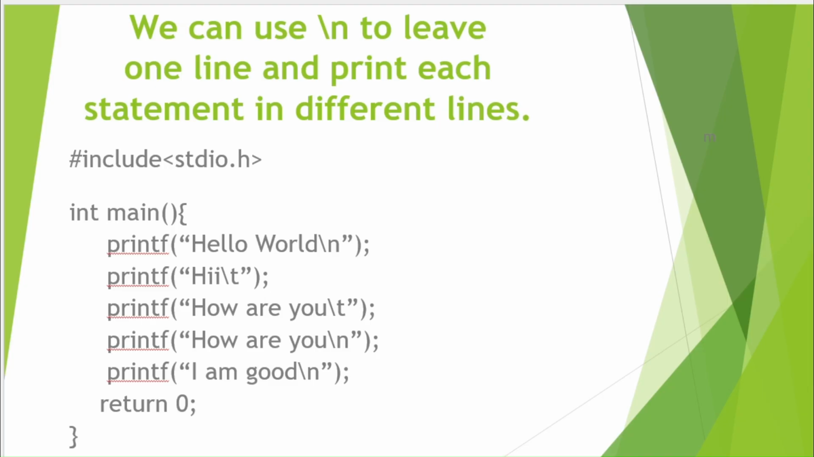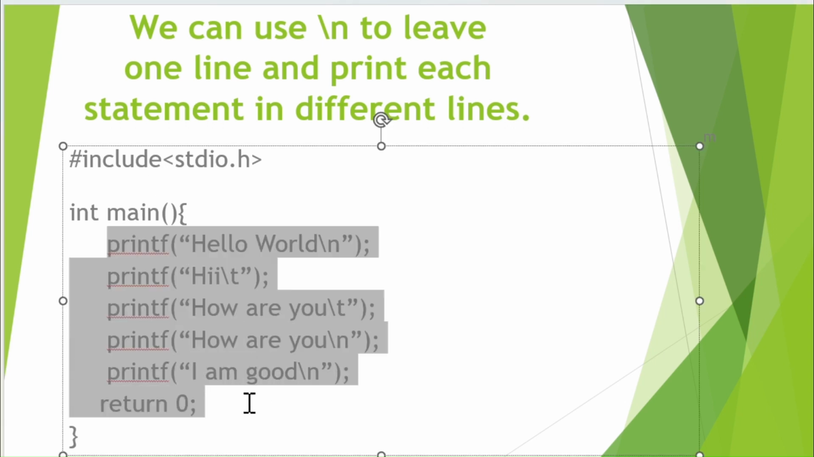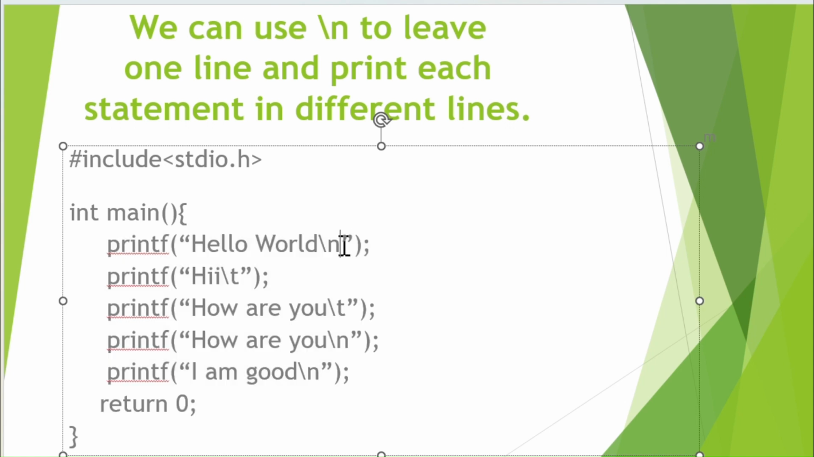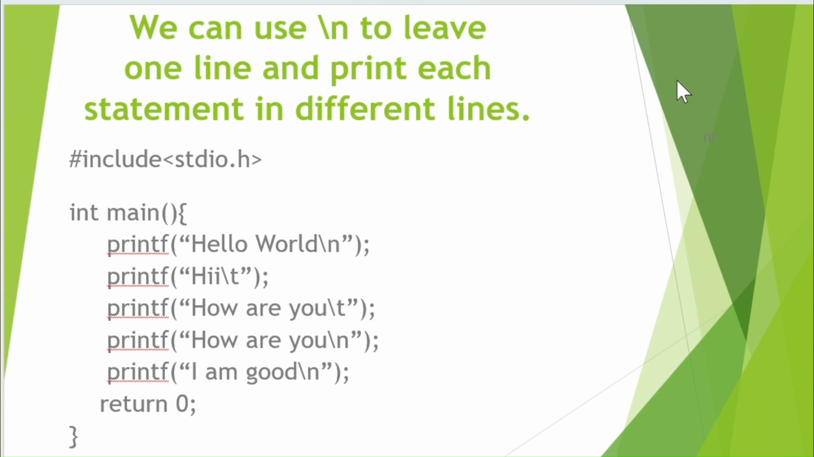So this is the end of the first video. We have seen how to print a single statement and how to print many statements, how to leave a line between two statements, and how to leave spaces using \t between two statements. So this was the first video. In the upcoming videos, we will see more such things, and we will learn in much more depth, step by step, how the compiler executes a program.